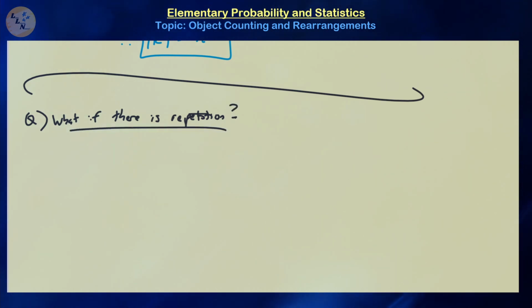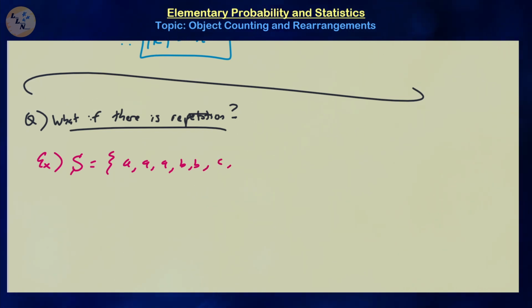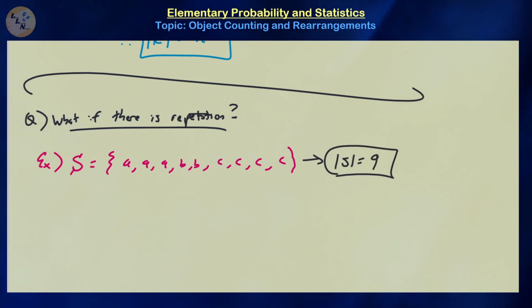All right, so let's consider a guiding example. Let's consider the set S, which is going to be equal to the set A, A, A, B, B, C, C, C, and C. So how many objects do we have in this set, counting repetition? That's going to be equal to 9.